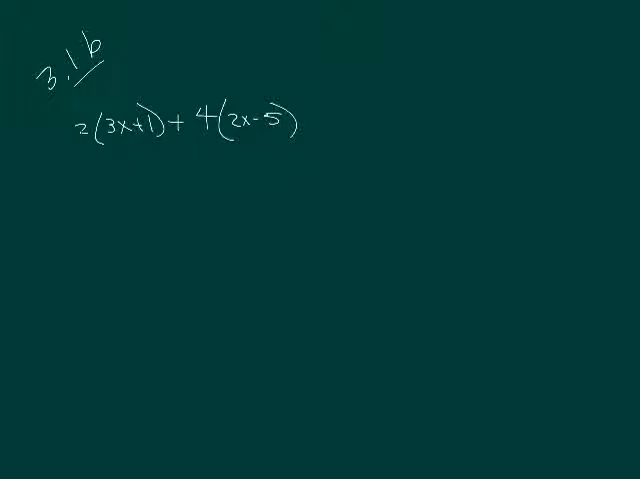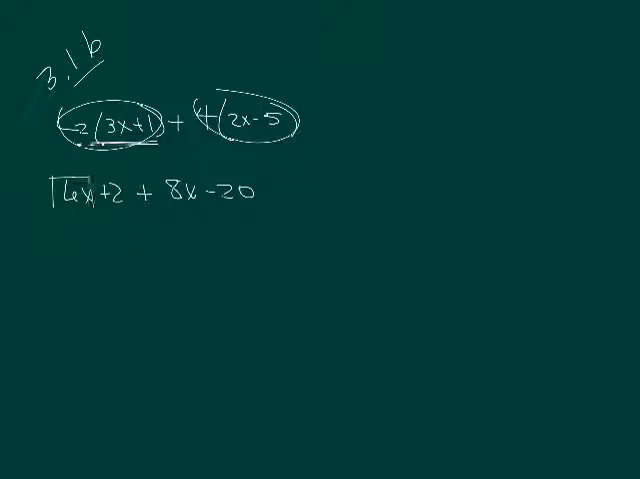So we're going to distribute here: 2 times 3x and get 6x, 2 times 1 and get 2. Parentheses go away. 4 times 2x is 8x, 4 times negative 5 is negative 20. Okay, so we just distributed both this one and this one. Now we're going to look at combining like terms.